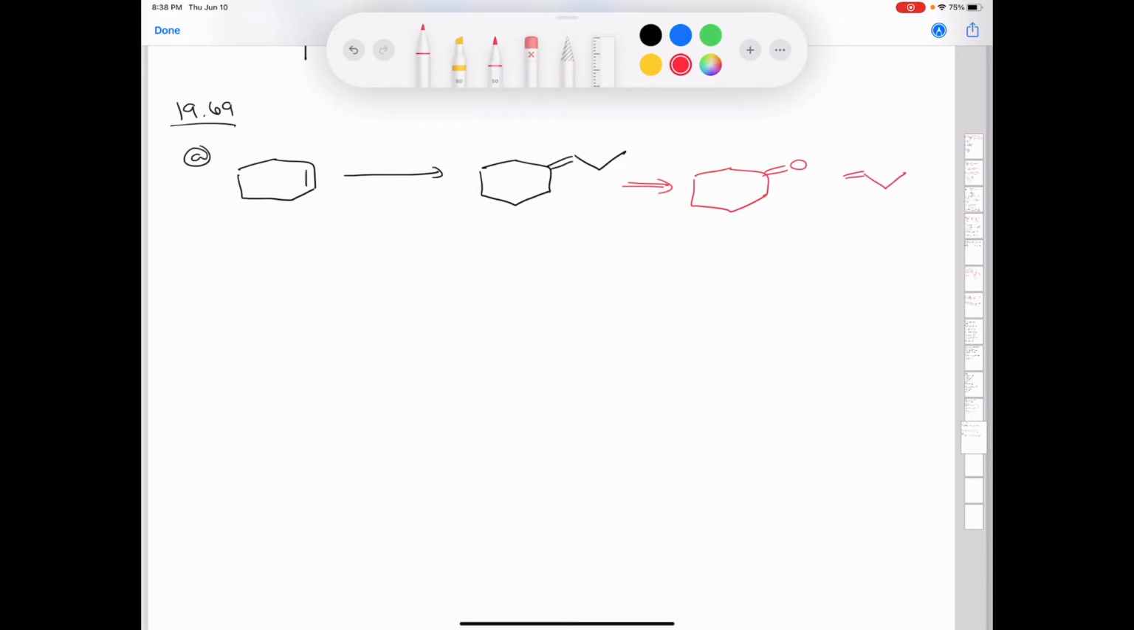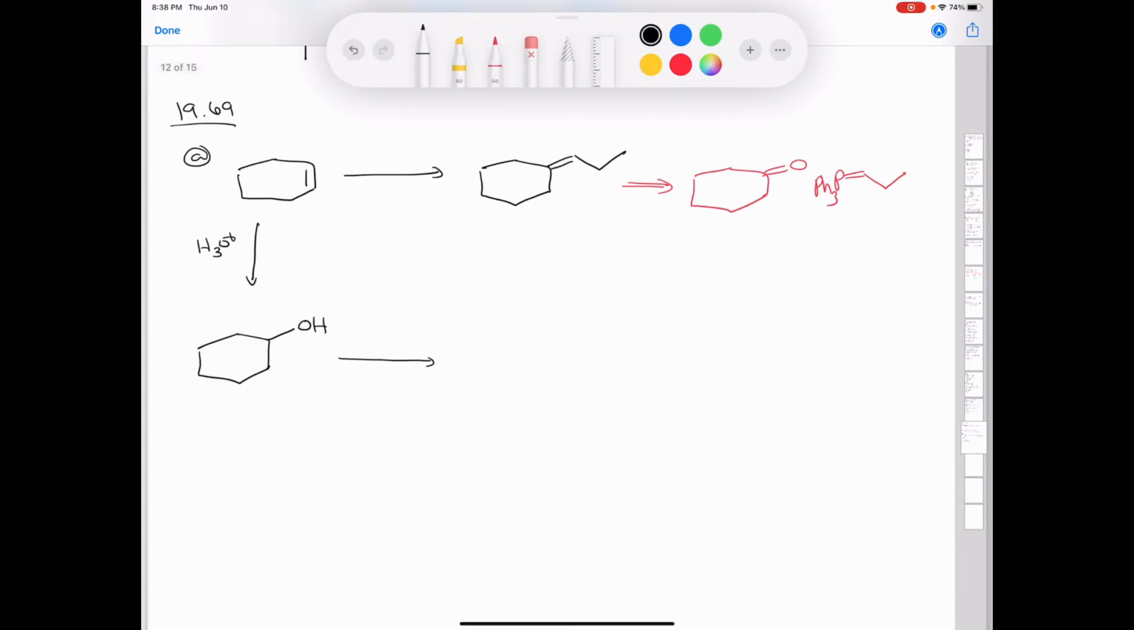So we would need what? We'd have this, and then we would need this Wittig reagent to do the Wittig reaction. So how are we going to get from cyclohexene to cyclohexanone? Well, the first thing we'll do is treat it with dilute acid to convert it to an alcohol. Markovnikov addition doesn't mean anything since there's no differentiation between these two carbons. And so we produce the alcohol.